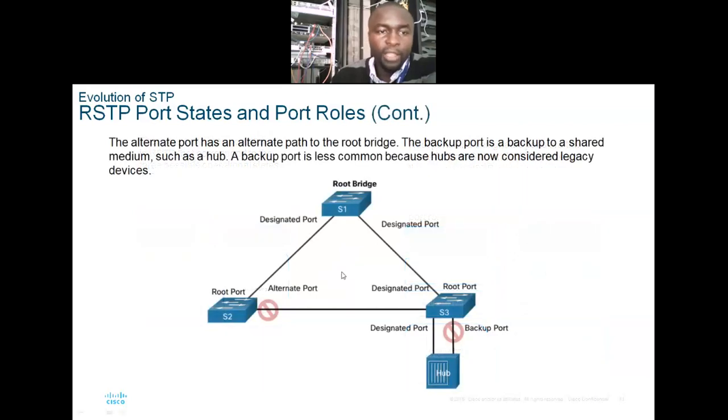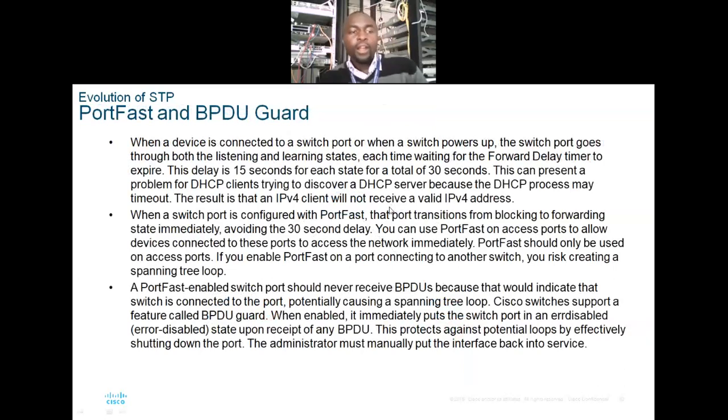The alternate port has an alternate path to the root bridge. The backup port is a backup to the shared medium, such as a hub. A backup port is less common because hubs are now considered legacy devices. So I have my root bridge, I have my switch 2 and switch 3 here. To avoid a loop, I block this and then I block this as backup. But if for any reason this particular link fails, or this one, then this port is going to be unblocked so that this switch will be able to send to switch 1. So we're talking about the evolution.